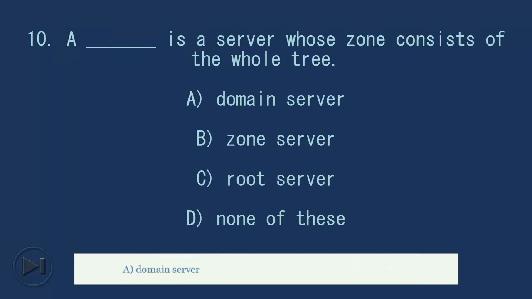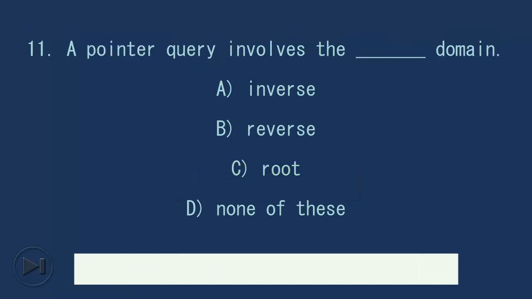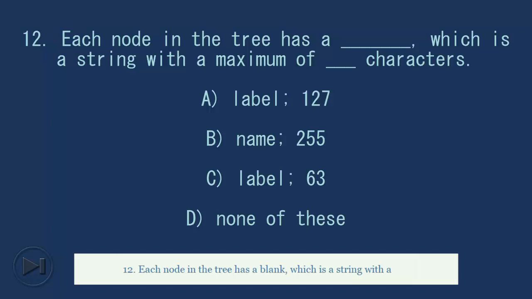10. A blank is a server whose zone consists of the whole tree. A. Domain server. B. Zone server. C. Root server. D. None of these. Answer, C. Root server. 11. A pointer query involves the blank domain. A. Inverse. B. Reverse. C. Root. D. None of these. Answer, A. Inverse.